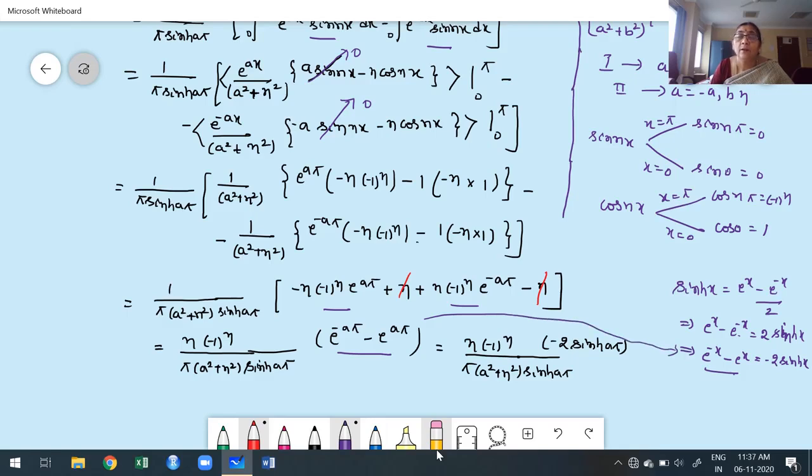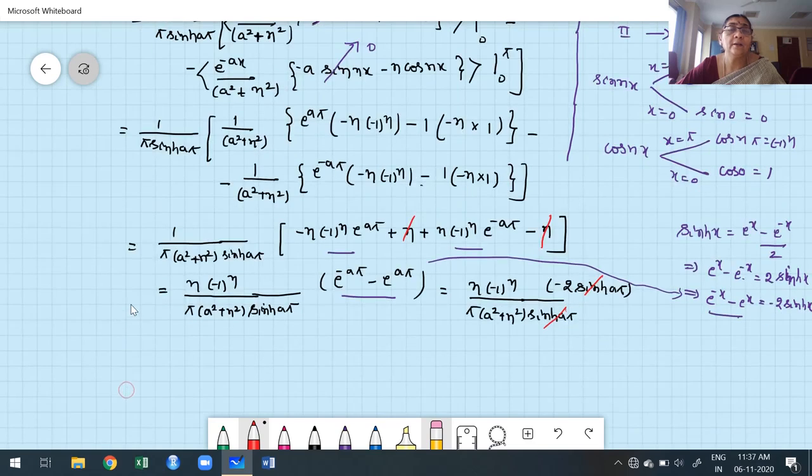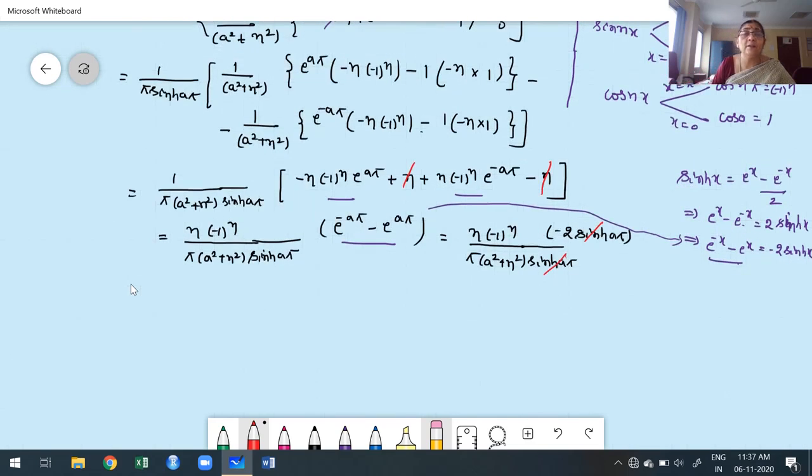The next step, what happens? Sine hyperbolic a pi and sine hyperbolic a pi are cancelled. Now finally we get for Bn: what is Bn? Minus 2n into minus 1 to the power of n divided by n square plus a square.